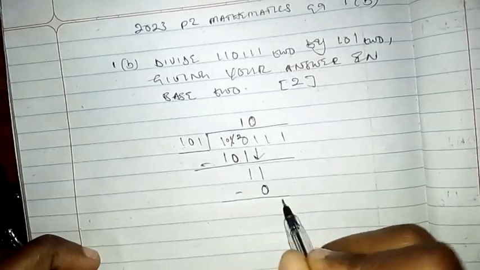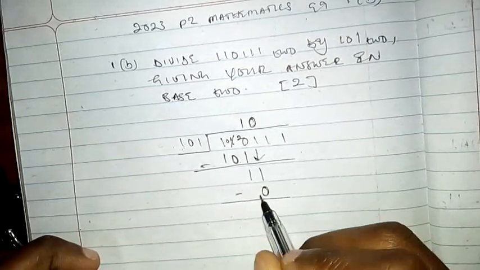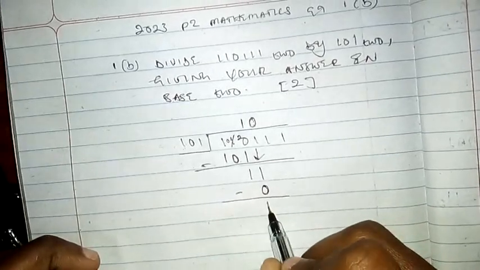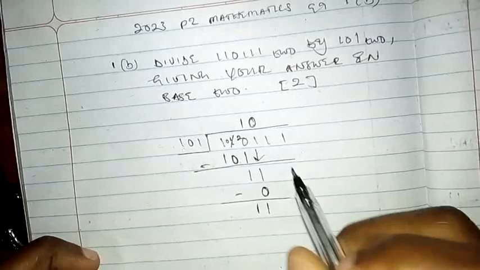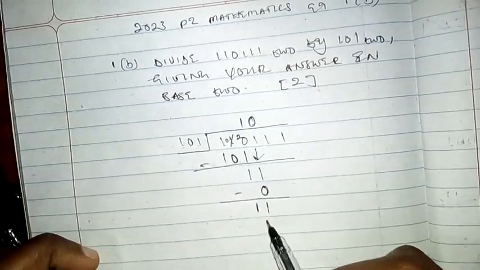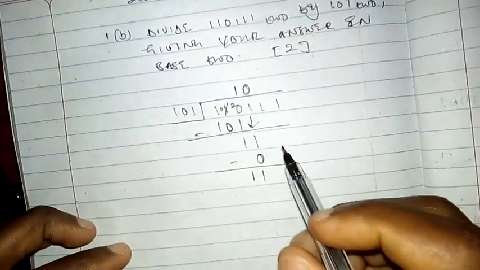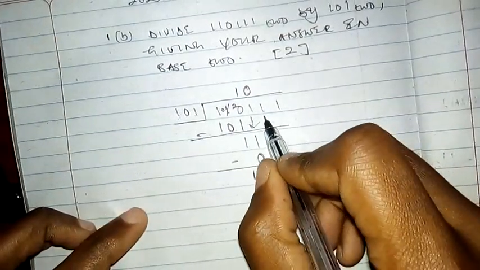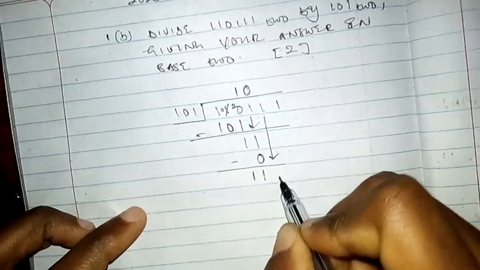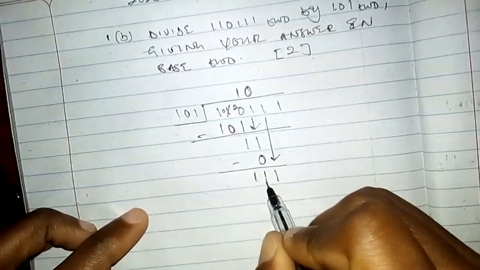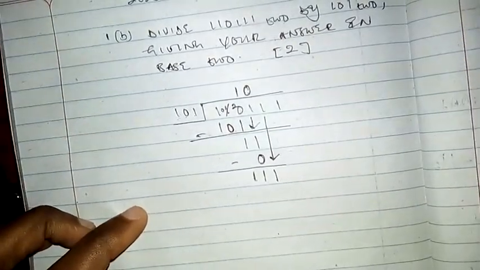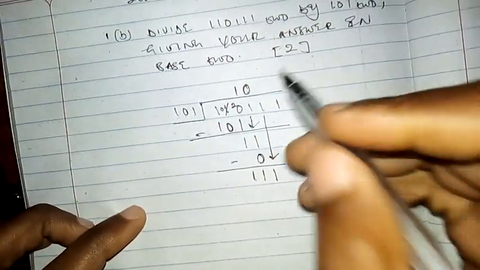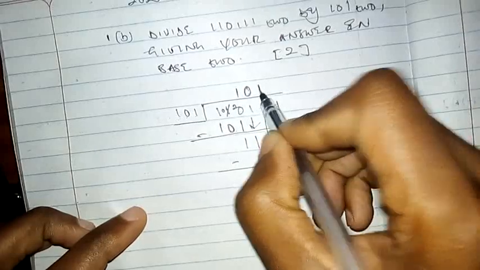Then we subtract. Then we say 1 1 minus 0. It's going to be 1 1. So we write 1 1. So what is 101 into 1 1? 101 into 1 1, it cannot go in there. So what should we do? We bring down a 1 like so, and it becomes 1 1 1. So 101 can go in there how many times? 1 time. So we write a 1 like so.